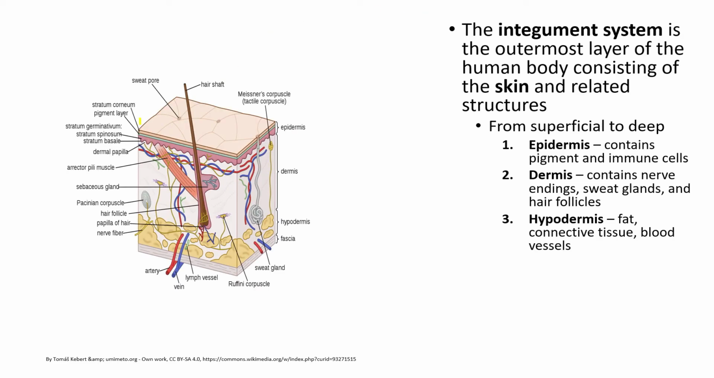In this video, we're going to be going over the integument system. So let's get started. The integument system is the outermost layer of the human body, consisting of the skin, which is our largest organ, as well as related structures. Just a brief overview, this is the skin, so this is superficial. You can see your skin with your naked eye, as well as hairs coming out of your skin, and this is deep. So there are three layers of the integument system: the epidermis, the dermis, and the hypodermis.